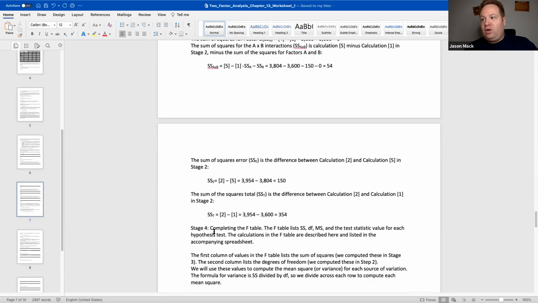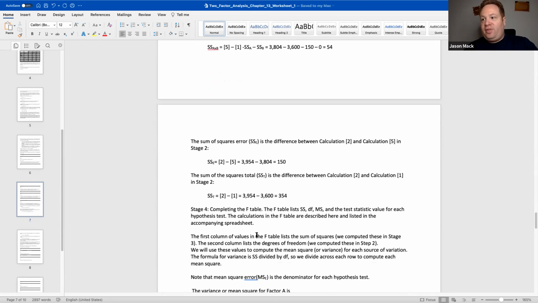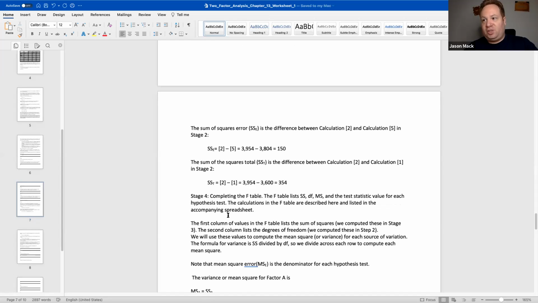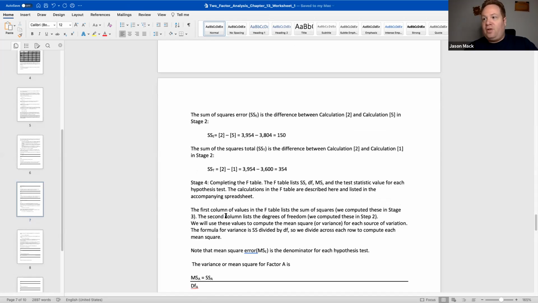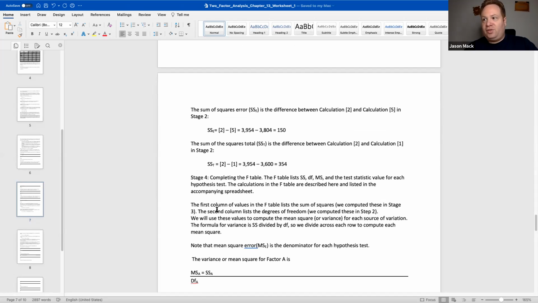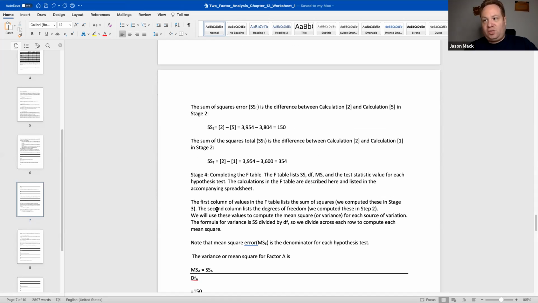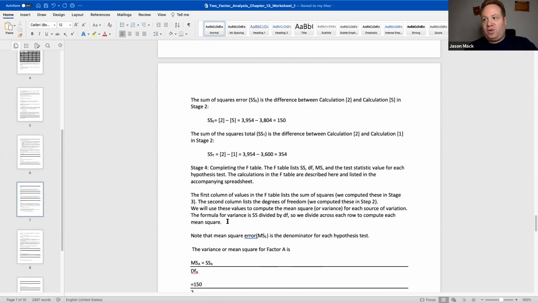Stage 4, completing the F table. The F table lists the sum of the squares, the degrees of freedom, the mean square, and the test statistic value for each hypothesis test. The calculations in the F table are described here and listed in the accompanying spreadsheet, which you have. The first column of values lists the sum of the squares. We computed these in stage 3. The second column lists the degrees of freedom. We computed these in stage 2.